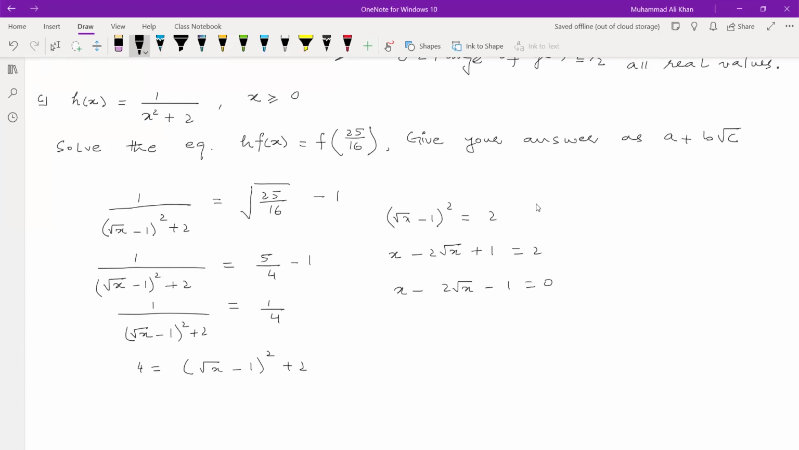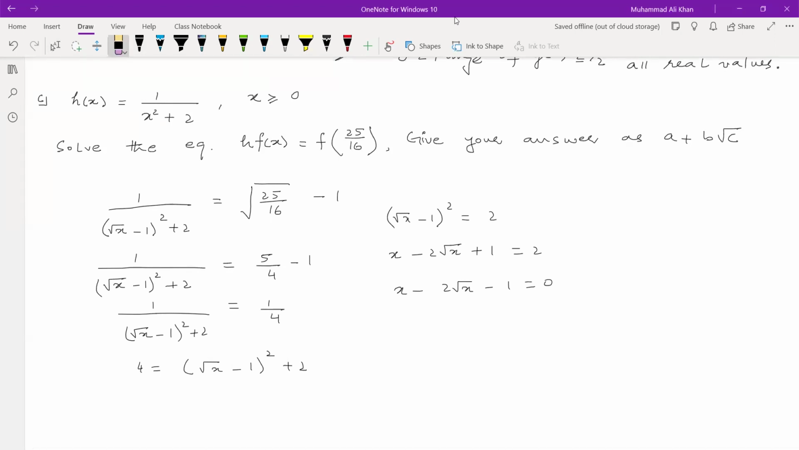Now, it will be a quadratic equation. Suppose that under root x is x, so it means under root x is x. And by the concept of solving a quadratic equation, solve this equation and get the values of x.